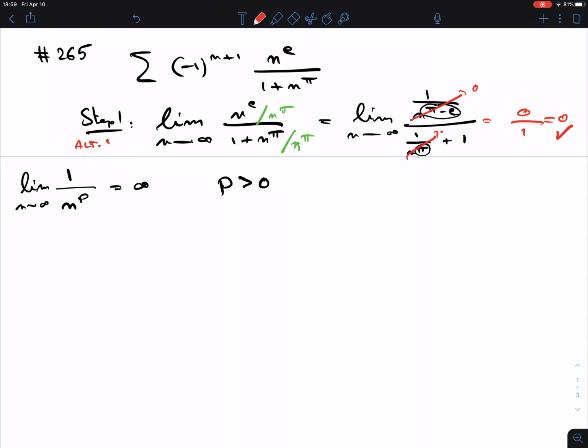So this was the alternating series test, I should have said that, right? Okay, but that's not enough. We need to see what happens. Step 2.